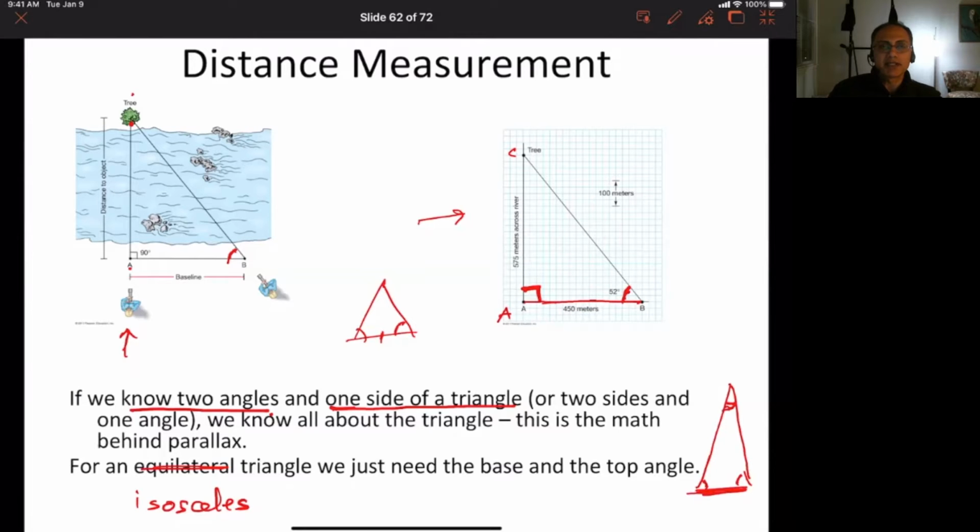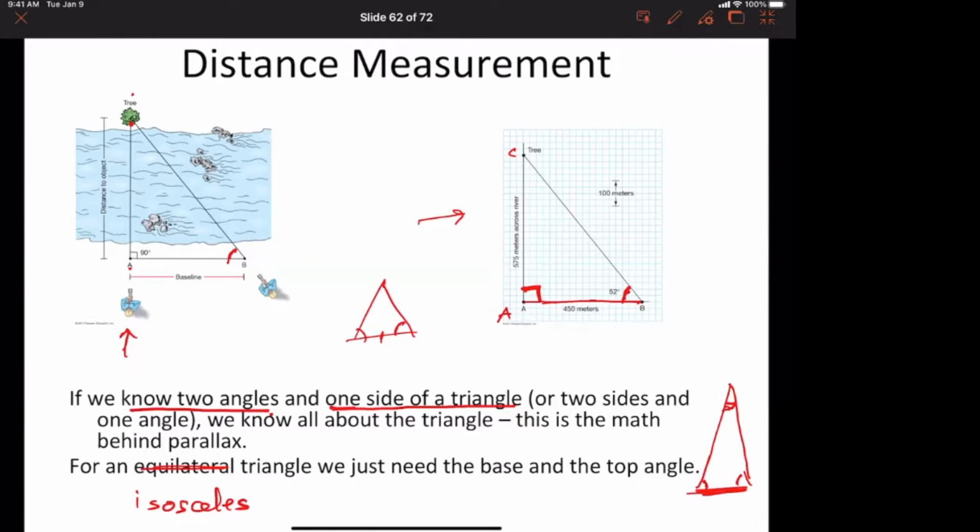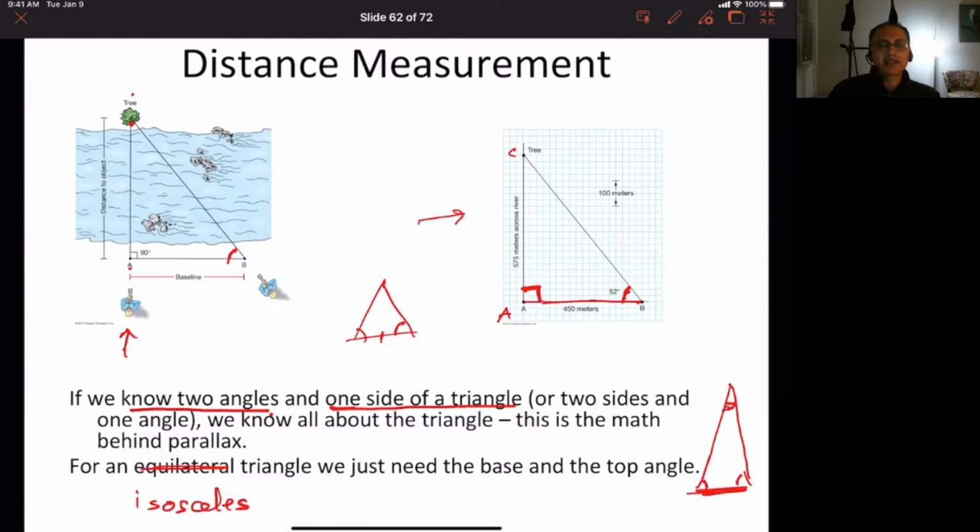What's the total number of degrees the angles of a triangle add up to? 180 degrees, exactly. So if you're told that the angle at the top is, let's say, 20 degrees, then that would mean the two equal angles at the bottom must add up to 160 degrees, right? Because 20 plus 160 gives you 180.